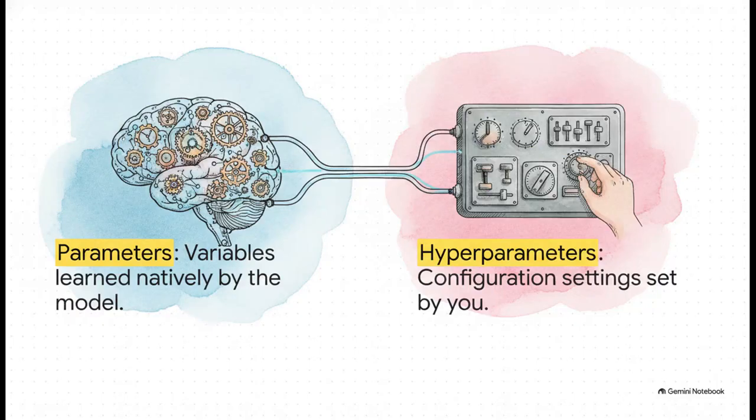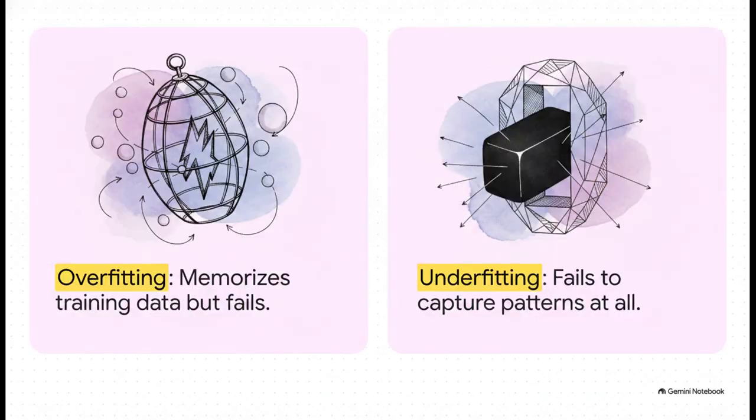During this loop, you're going to constantly hear two terms: parameters and hyperparameters. Parameters are the internal variables learned natively by the model itself during that training loop. But hyperparameters, those are the configuration settings, like the learning rate or the depth of a decision tree, that are manually set by you. Honestly, think of hyperparameters just like the configuration files you tweak every single day to get a database running optimally.